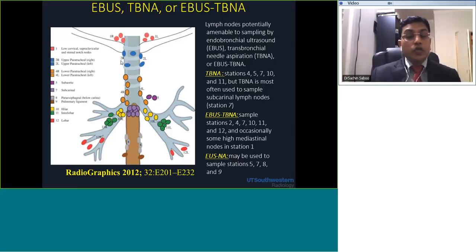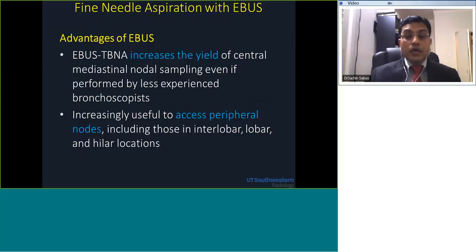Endoscopic ultrasound, which is through the esophagoscopy, can approach lymph nodes which are adjacent to the esophagus, that is station 8 lymph nodes, and station 5, which are the subaortic lymph nodes, and 8 and 9 lymph nodes. So how does endobronchial ultrasound help as compared to routine transbronchial needle aspiration via bronchoscopy? It basically increases operator's confidence and it increases the yield of the sampling of the central mediastinal lymph nodes, and it is also used to access the peripheral sites of nodes like typically interlobar, lobar, and then hilar locations.